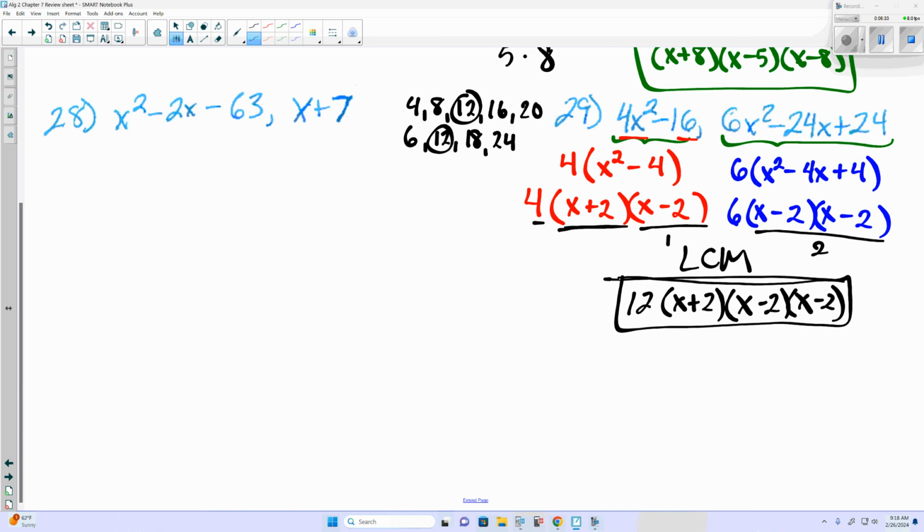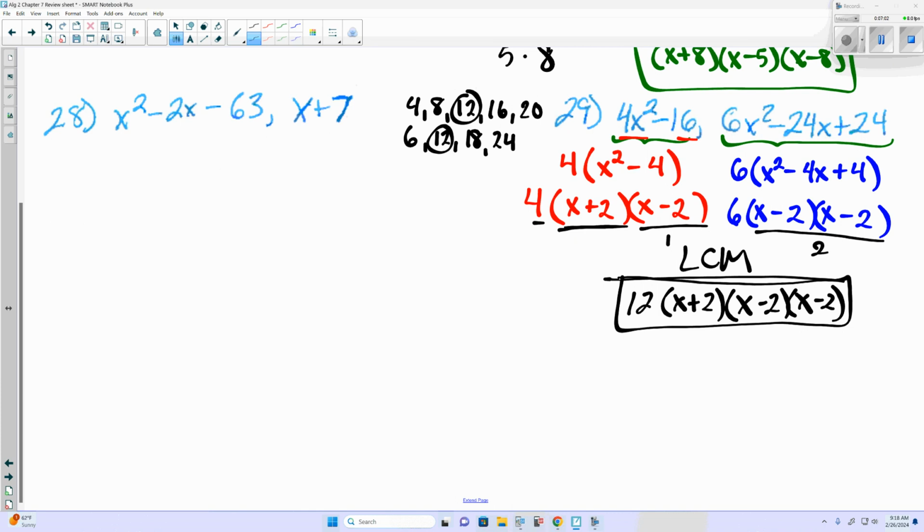And when I wrote the multiples out, it's just 4, 8, 12, 16, 20. We're just going by 4s. And with 6, it's 6, 12, 18, 24, 30, just going by 6s. And 12 is the first number that we can turn both 4 and 6 into. So 12 is its least common multiple. Telling us that the answer for this here is 12 times x plus 2 times x minus 2 times x minus 2. So that's the first expression we can turn both of them into.